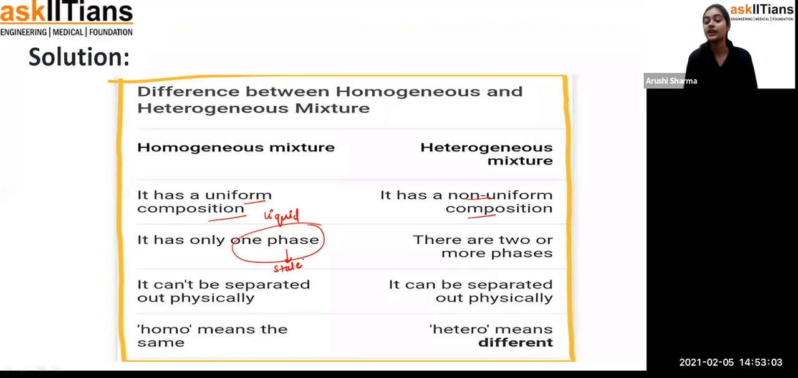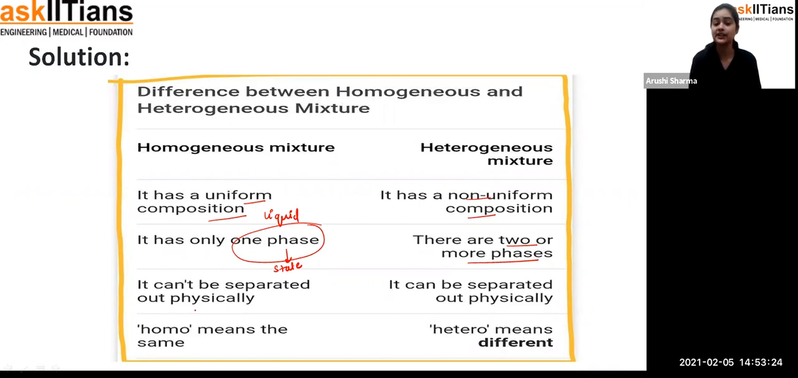But if we talk about heterogeneous, there will be 2 or more phases. Again, sand and water. So what happens? Sand is settling down at the bottom, and sand is what? Solid, and the water is what? Liquid. So we are able to see 2 phases in that. That's how in the homogeneous there will be only one phase, but in the heterogeneous there will be 2 or more phases as well.